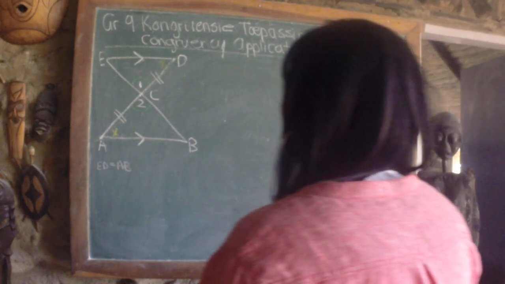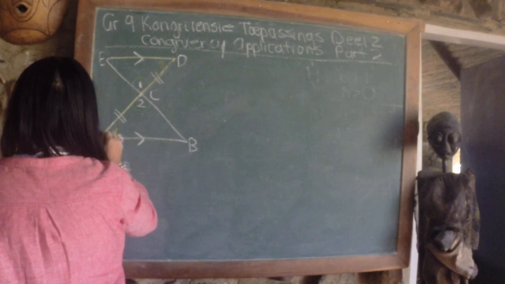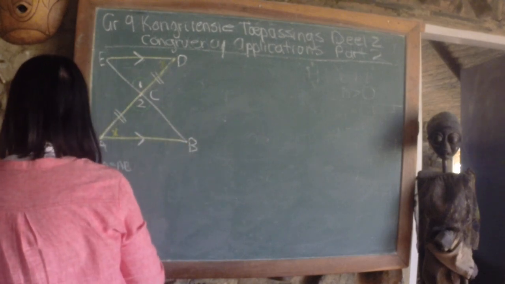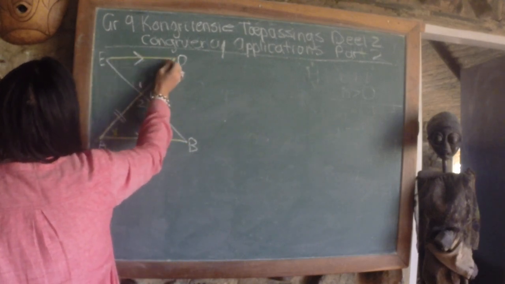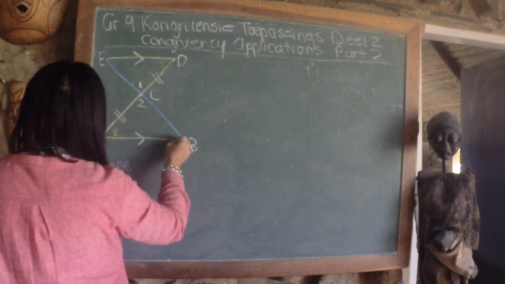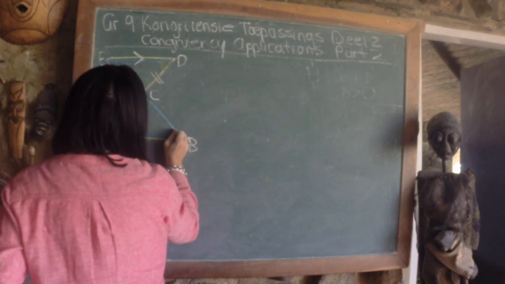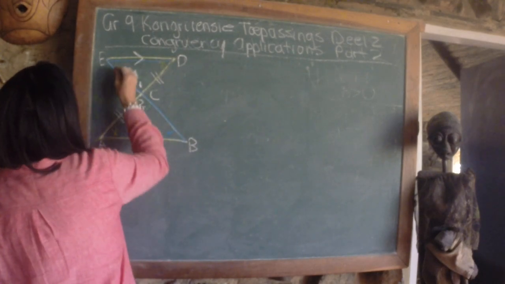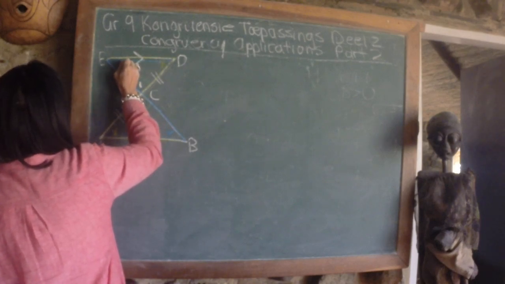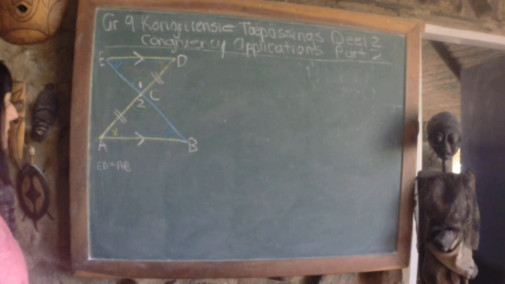If we use this parallel lines, we can also clearly see there we've got a Z as well, that angle B is equal to angle E because it's alternate angles.